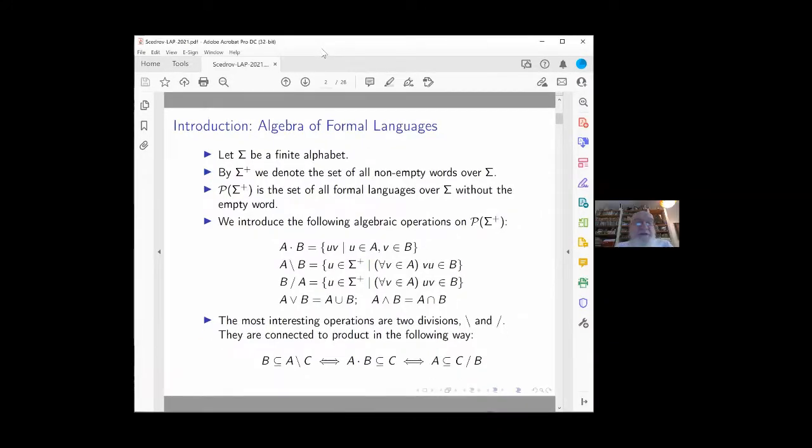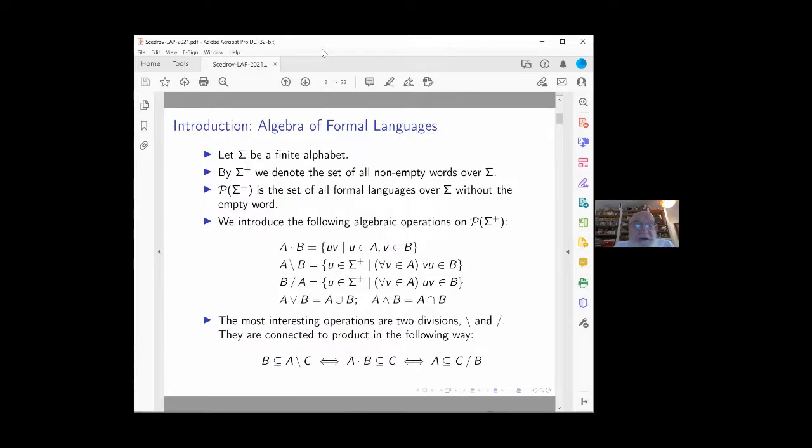So Sigma is going to be a finite alphabet, and Sigma plus is the set of all non-empty words over Sigma. The power set of Sigma plus is the set of all formal languages over Sigma without the empty word. Now there are several interesting algebraic operations. First of all, the multiplication: if you have a set of words A and a set of words B, then you can look at the concatenations of U in A followed by V in B.